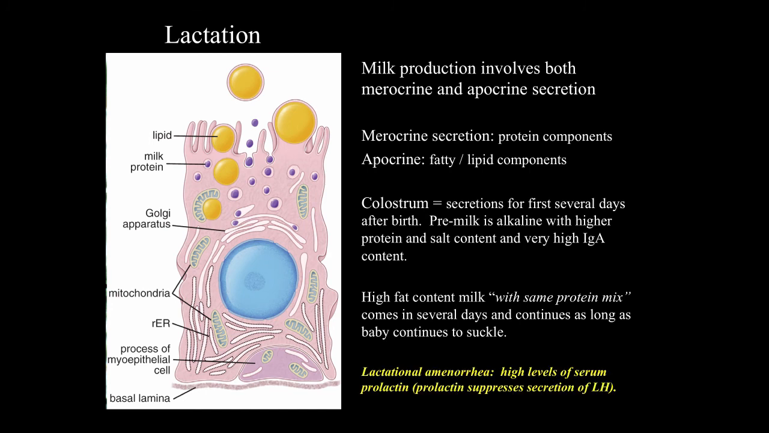And there's a phenomenon called lactational amenorrhea. It turns out that high levels of serum prolactin will be necessary for the mammary gland to continue milk secretion, and prolactin happens to suppress secretion of LH. So with lactational amenorrhea, mothers who nurse for long periods of time are less likely to start their normal menstrual cycles until the babies are weaned.